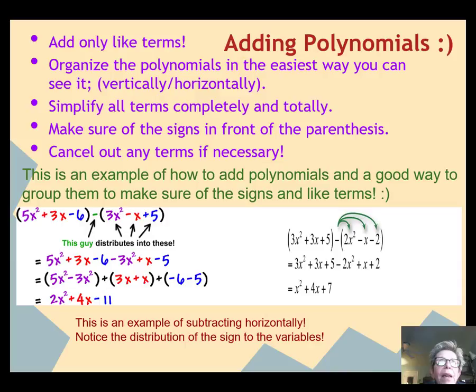The next example on the right-hand side, you can actually see the distributing arrows. We're distributing the negative to the 2x squared, which gives us negative 2x squared. Distribute the negative to the negative x, and a positive 2. Now we're going to combine like terms, and we get x squared. 3x plus positive x gives me 4x, and 5 plus 2 gives me 7. This is an example of subtracting horizontally. Remember, subtraction is just the inverse of addition. Notice the distribution of the sign to the variables.